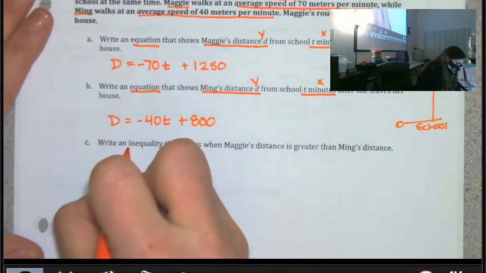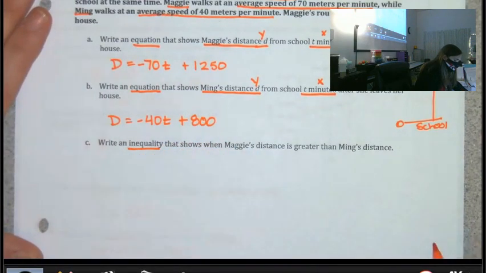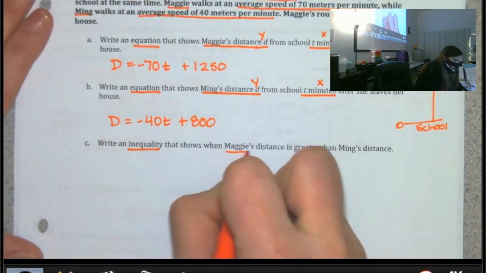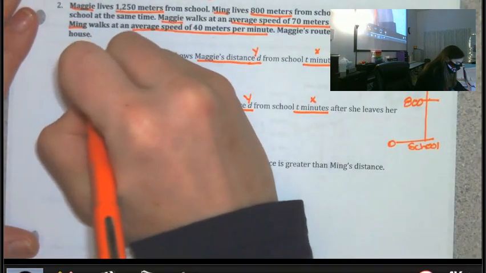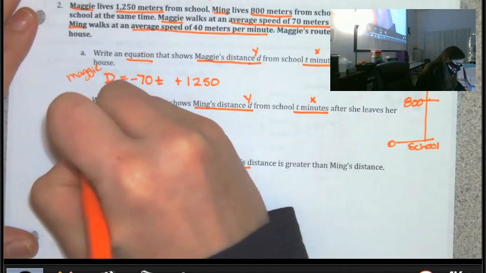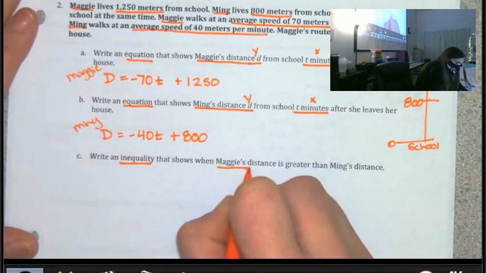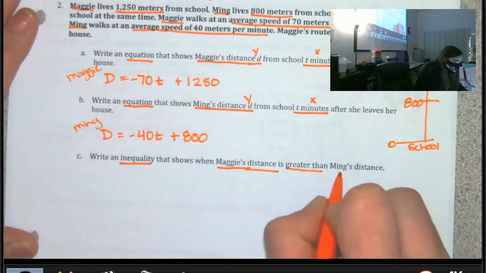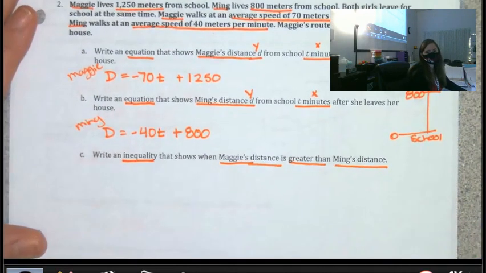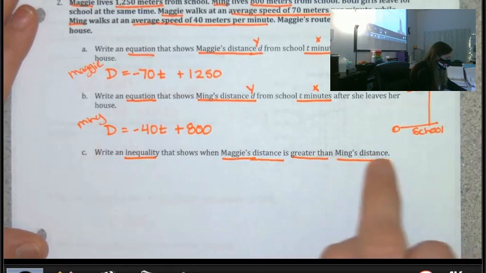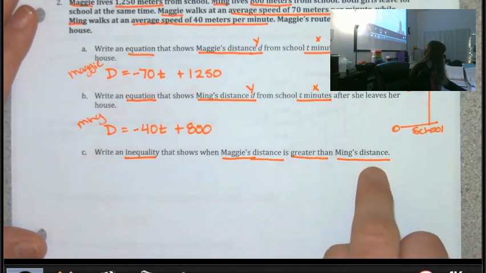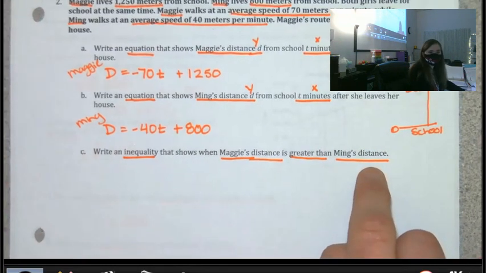I want you guys to try this one on your own for a second. Write an inequality that shows Maggie's distance. So this one's Maggie. This one's Ming. Maggie's distance is greater than Ming's. Maggie is more than Ming. Take 2 seconds.